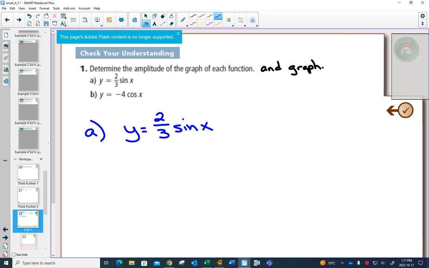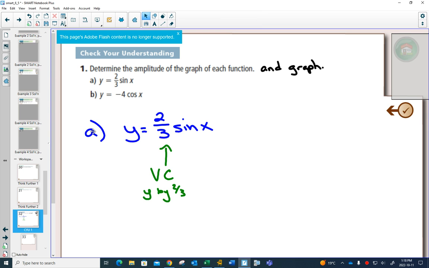So in a lot of ways, what we're going to be doing now is a review of our first chapter. Okay? If you wanted to graph y equals 2/3 sine x, this 2/3, would we say that's inside the function or outside of the function? Would it be vertical or horizontal? Right? It's outside. This is going to be a vertical compression. You're going to multiply your y values by 2/3.